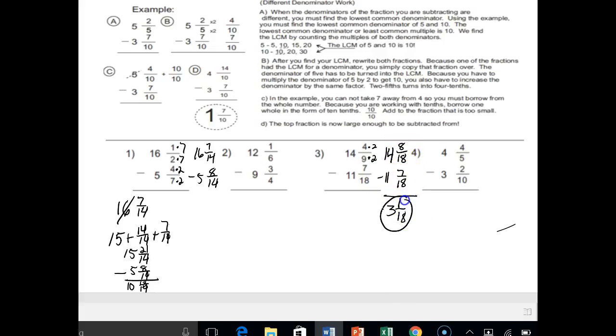So the key difference between this one and this one was 7 was smaller than 8, so I had to borrow. 8 was bigger than 7, so I didn't have to borrow. So right here, I had to borrow, and then this one, no borrowing, right? So keep a lookout for it. It doesn't mean that every time we subtract mixed numbers we borrow. We have to know when to borrow, right? Know when to use the tools that you have.